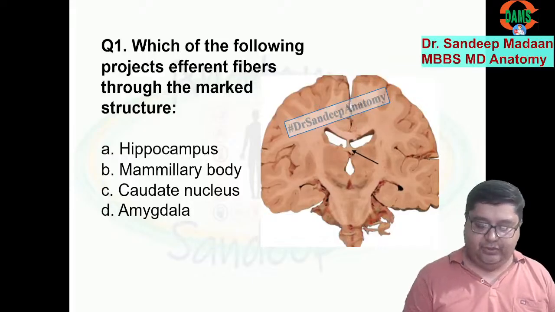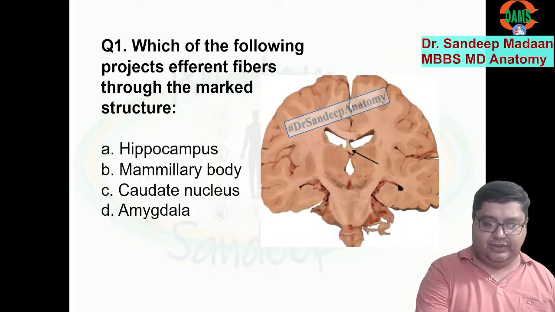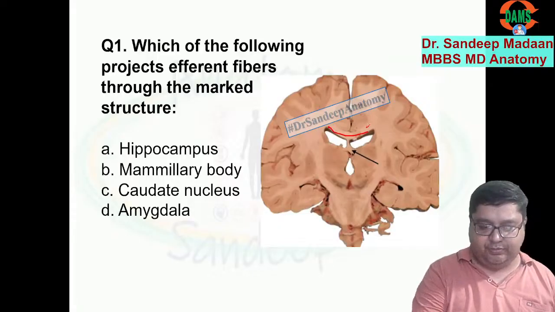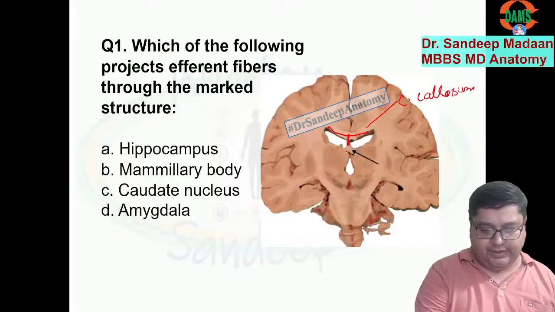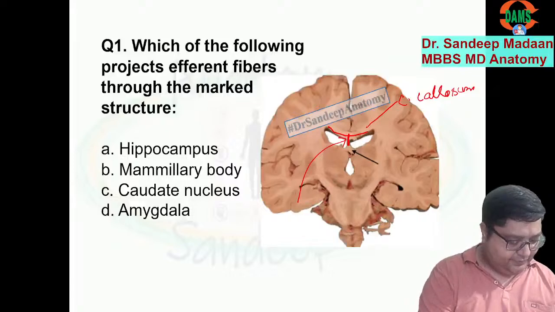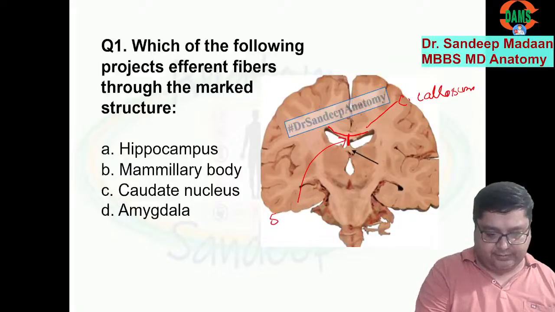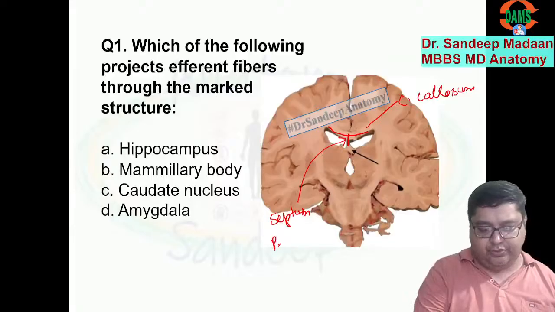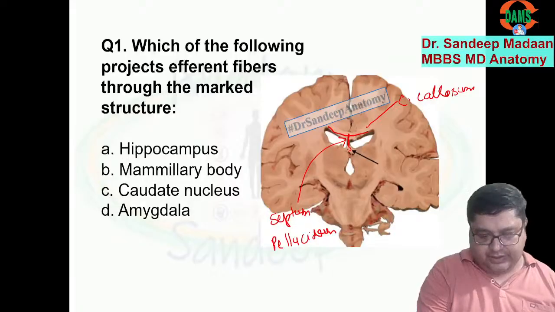So basically, if you look at this way, this is the part which is called the corpus callosum, and in between we have a septum. This septum is what is called septum pellucidum, which is the septum between the two lateral ventricles. Okay, like that. And the marked structure is this one.